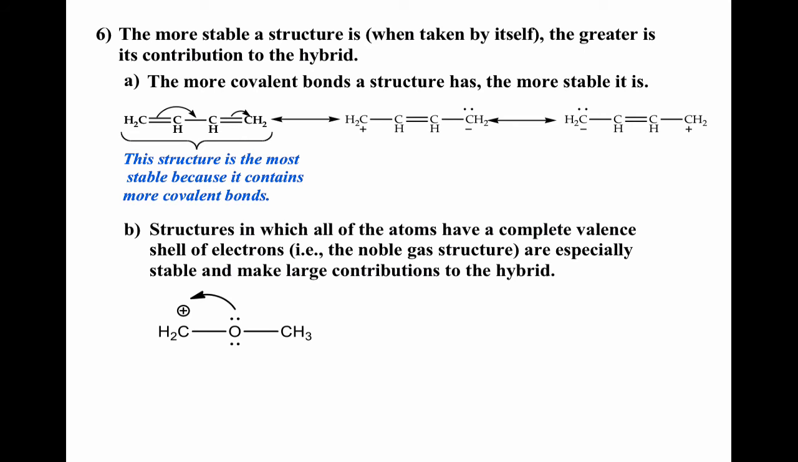Structures in which all of the atoms have a complete valence shell are especially stable and make large contributions to the overall hybrid. So here we have a situation where we have a carbon atom with a positive charge, which is singly bound to an oxygen atom with lone pairs, which is bound to a carbon with 3 hydrogens. Okay? Now, does every atom in this structure have an octet? No. What does and what does not?